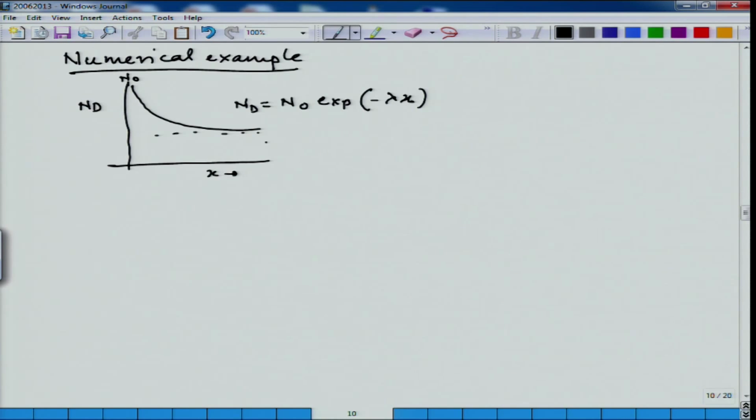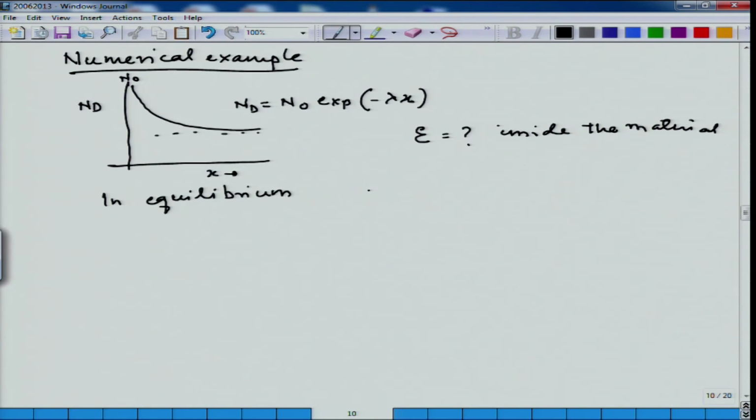What we want to find out is what is the electric field inside the material because of this non-uniform doping of the material. Now, in the equilibrium equation as we derived earlier, the situation would be where drift of the carriers is going to be equal to diffusion of the carriers. This would be the equilibrium situation, and I am interested in finding out the electric field.